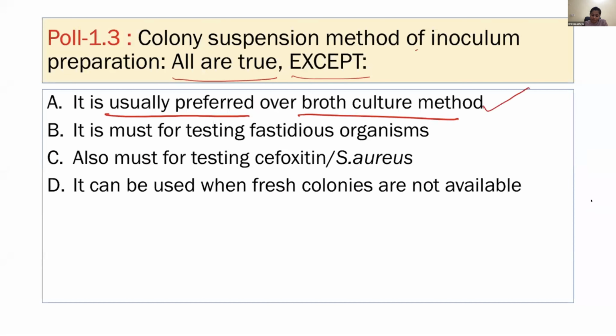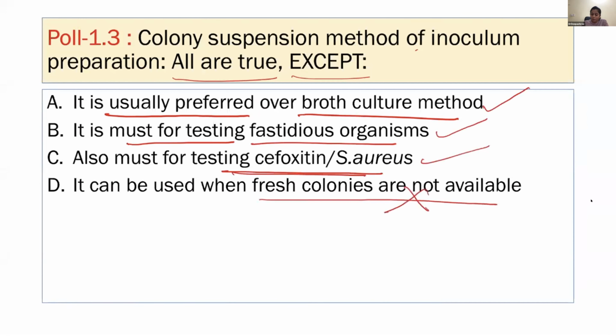Yes, because it's quicker. It is a must for testing fastidious organisms. Yes, because with the growth method it takes a longer time. Also a must for testing cefoxitin and Staph aureus. Yes. It can be used when fresh colonies are not available. No, this should be: if fresh colonies are not available, it is better to go with the growth method of inoculum preparation rather than the colony suspension.